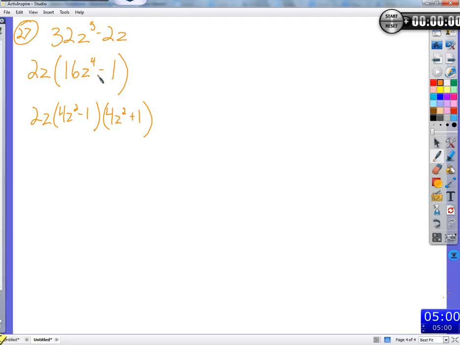The difference? Difference of two squares. Is this a square? Is one a square number? No. Can I multiply something by itself and get one? Yeah. What? One. Right? Kind of a trick question. One times one is one, so one is a square number. Is 16 a square number? Yeah, 4 times 4. Is z to the 4th a square thing? Yeah. Z squared times z squared is z to the 4th.